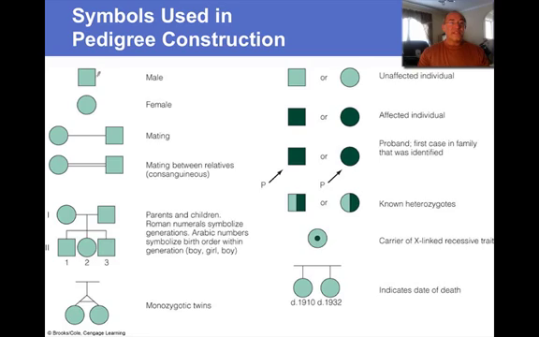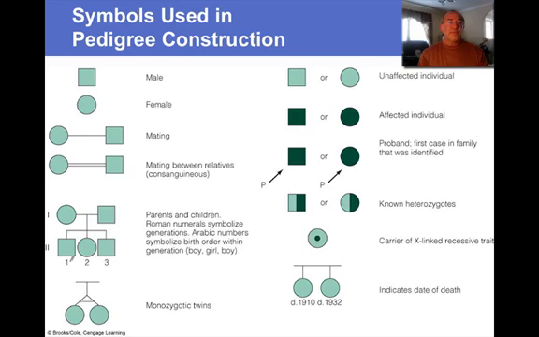The symbols: the square is the male, the female is the circle. If you have a male-female mating, it's a single line between the two. If there are two lines between the two, it means that mating is between relatives. It's what we call consanguineous, which means between blood. So this could be a brother-sister mating or cousin mating, somewhere around there.